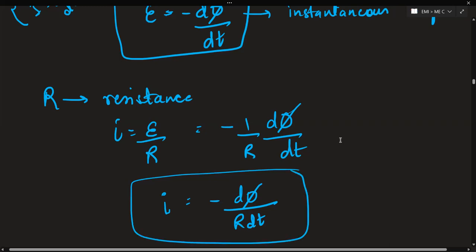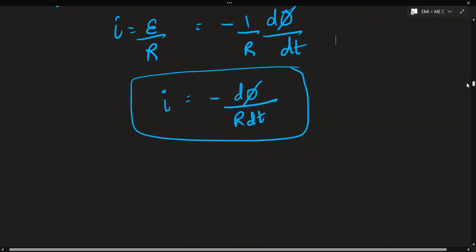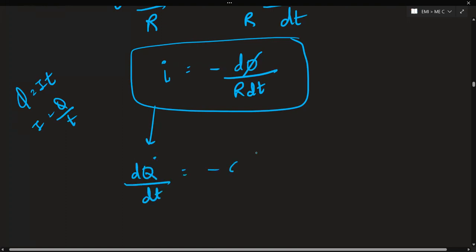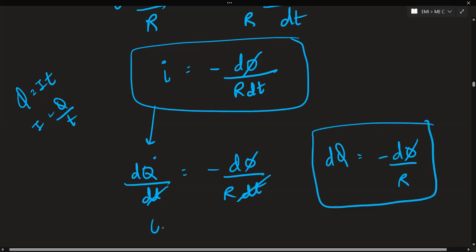One last thing, what if charge is asked? Just in case charge is asked, you can write current as charge divided by time. This is Q is equal to IT. Current is charge divided by time. That becomes dq divided by dt is equal to minus d phi over R dt. dt gets cancelled. dq is minus d phi over R. If charge is given to you, where q is the charge, phi is your magnetic flux, and R is your resistance.